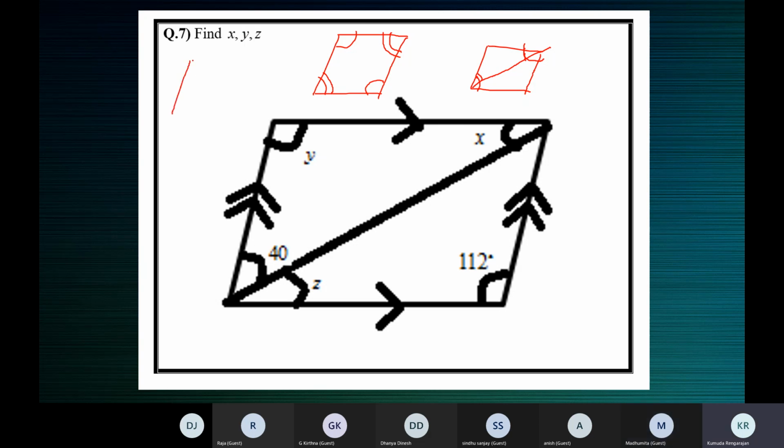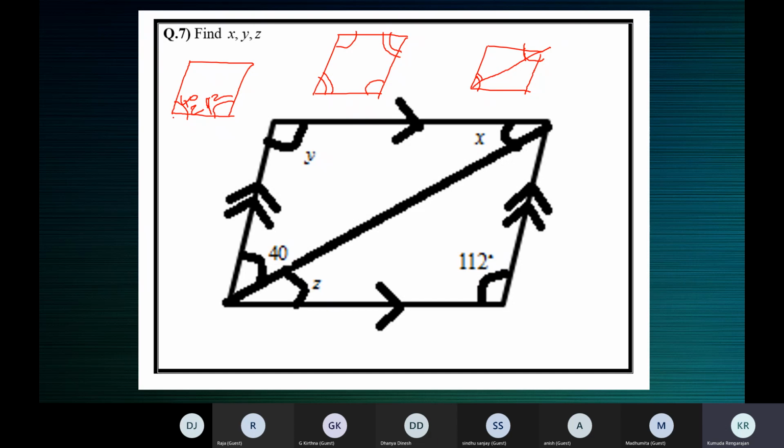Danya, I'll ask you also. So children, see here. In a parallelogram, adjacent angles are supplementary. See here, this one and this one. These are adjacent angles. They're supplementary. This is 112 degrees. But this other one is made up of two angles: 40 and Z here. So 40 and Z together make this angle. This is only one angle.